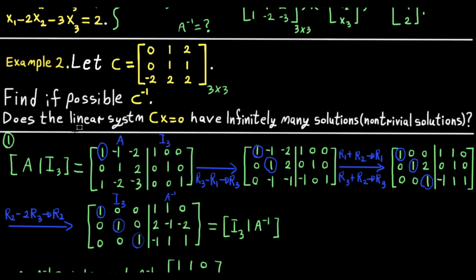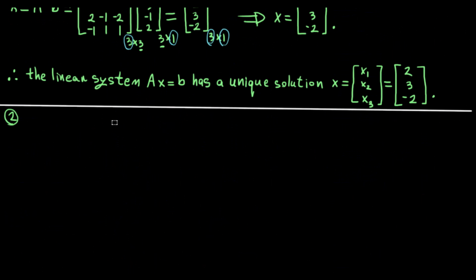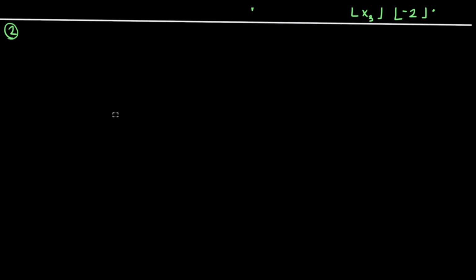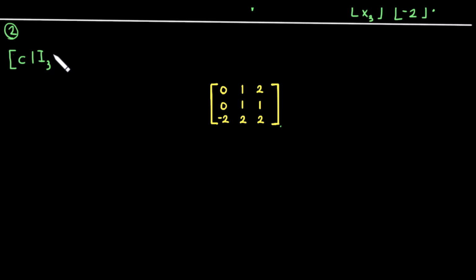I will write it down. So we want to find the inverse of this C. As we did before, we have to write it in the augmented form. So it looks like this. I will write here C, and here I will write identity with size 3, because here it is 3 by 3. Then I will close this bracket.